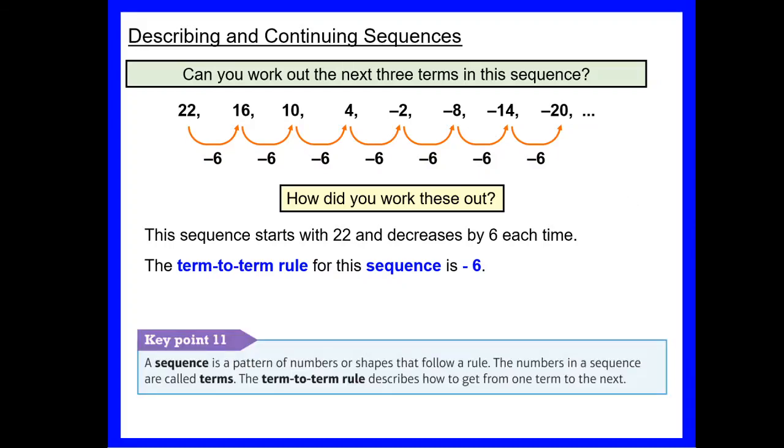Okay, so our key points so far then: a sequence is a pattern of numbers or shapes that follow a rule. The numbers in the sequence are called terms. The term-to-term rule describes how we get from one term to the next.